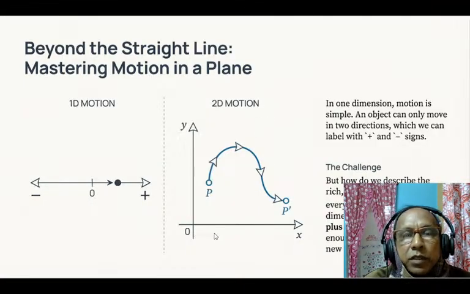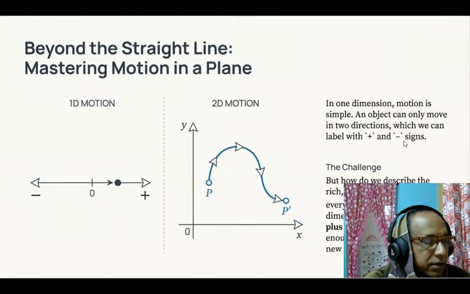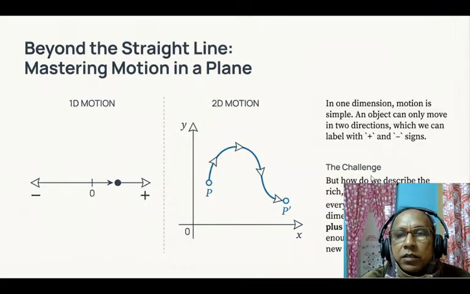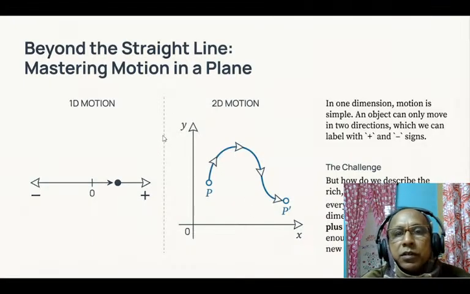In two-dimensional motion, this is the x direction, this is the y direction, and the particle is moving in this direction. In one dimension, motion is simple. An object can only move in two directions, which we can label with plus and minus signs. The challenge: how do we describe the rich, complex motion we see everywhere in our two-dimensional world? A simple plus or minus sign is no longer enough. We need a new language to explain two-dimensional motion.